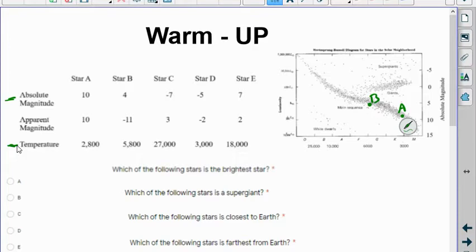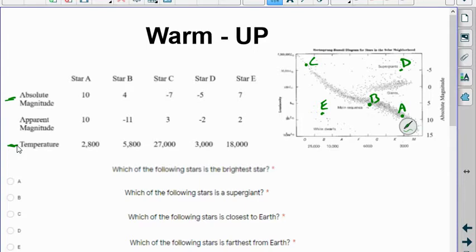Star C, 27,000 and negative 7. 27,000 is here, negative 7 is about there. So there's star C. Star D is 3,000 and negative 5, so that would put it there. And then star E, 18,000 puts it about right around there. There's star E.